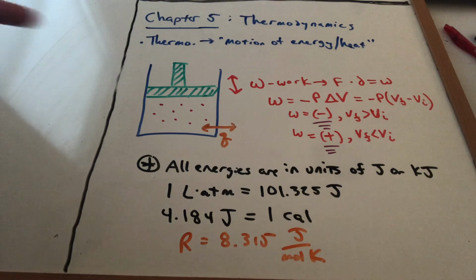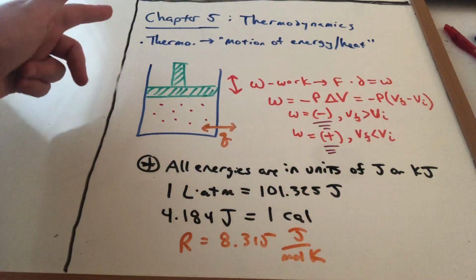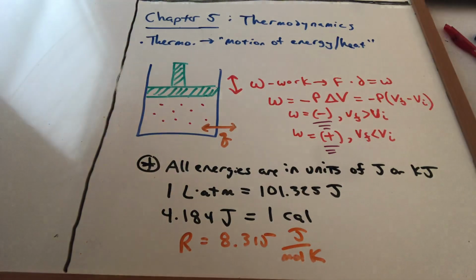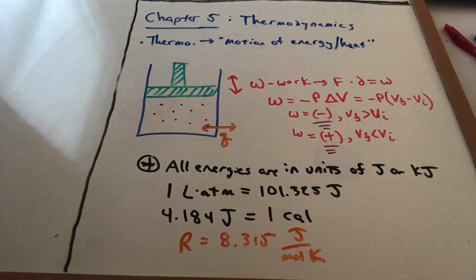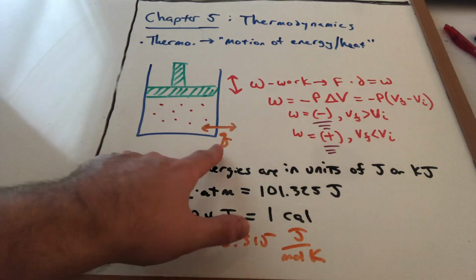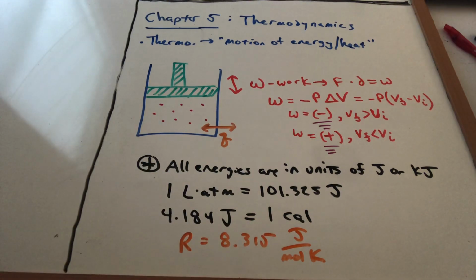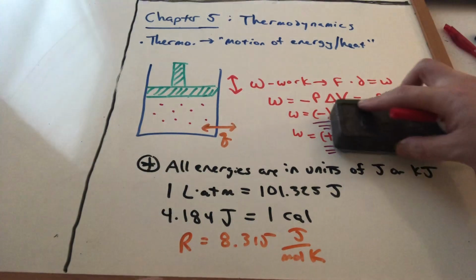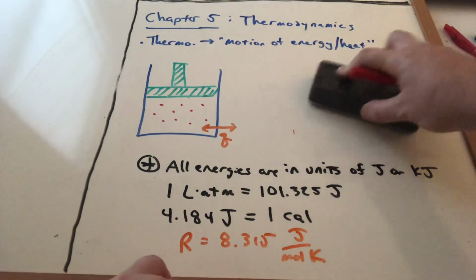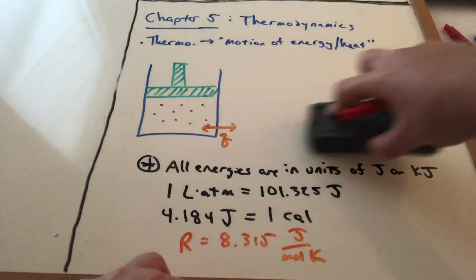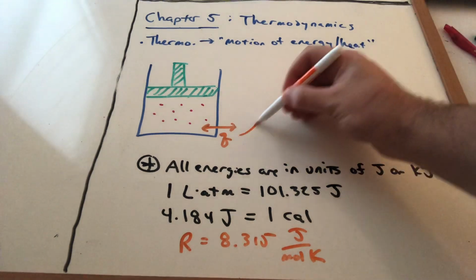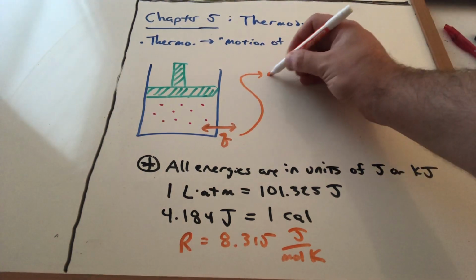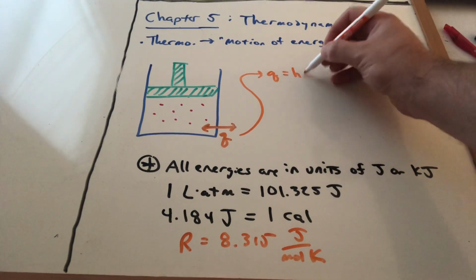Now, as this piston goes up and down, and work is being done by the system or work is being done onto the system, as work leaves the system or goes into the system, another thing happens, right? The system actually can have a Q associated with it. And Q stands for heat. And this is where we spend a lot of this chapter.